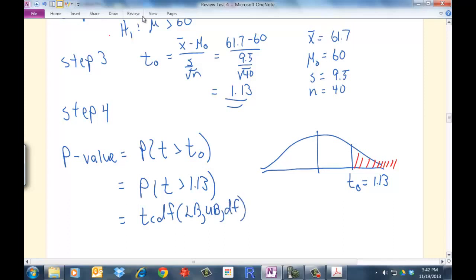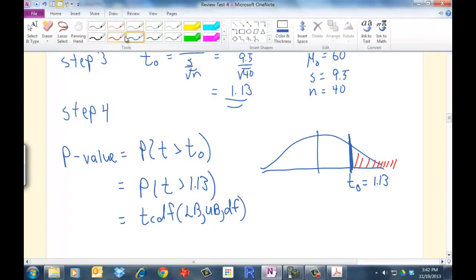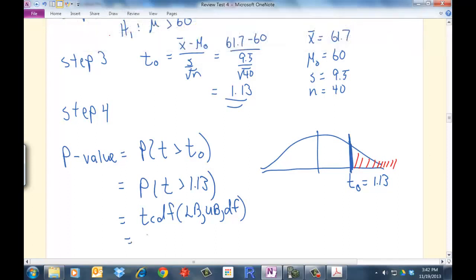So the lower bound is here because this is where we're starting. The upper bound is way out there in positive infinity somewhere, so we'll just use a really big number. TCDF: lower bound is 1.13, upper bound is 1 times 10 to the 99, that's our really big number. Degrees of freedom is sample size less 1, so 40 minus 1 is 39.